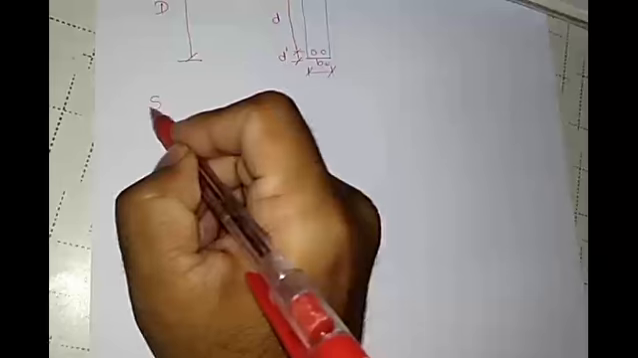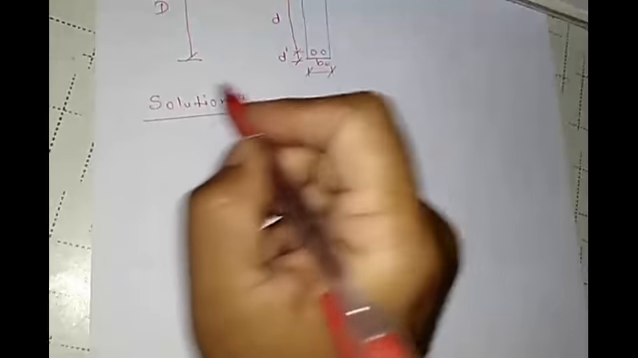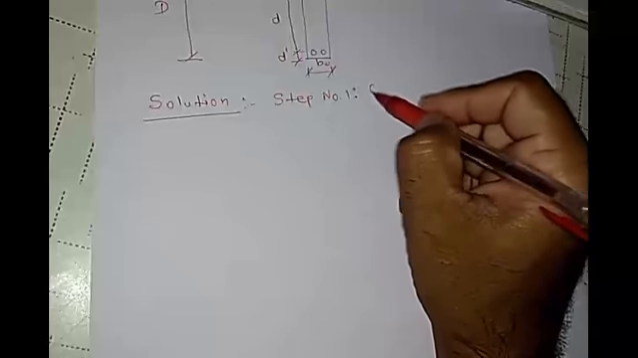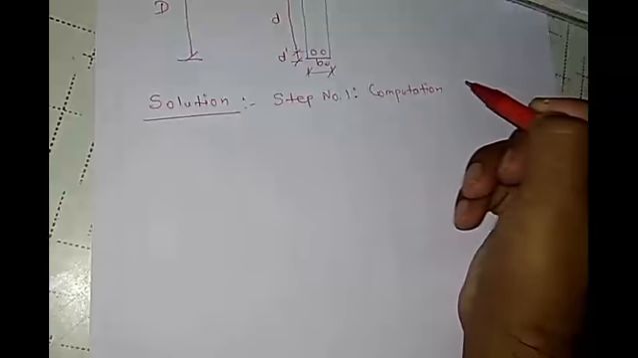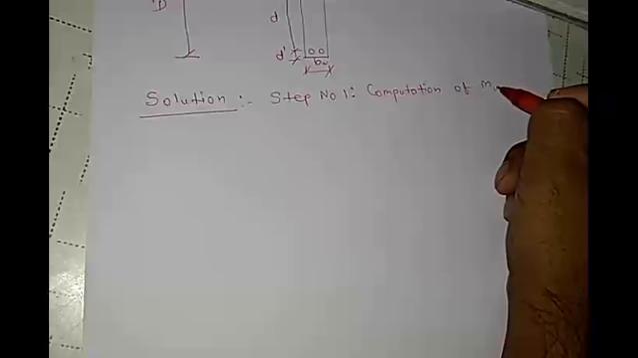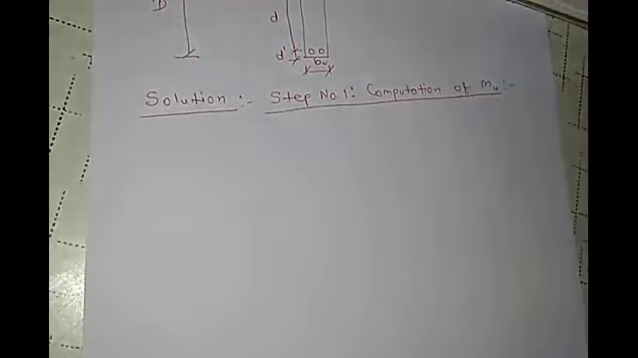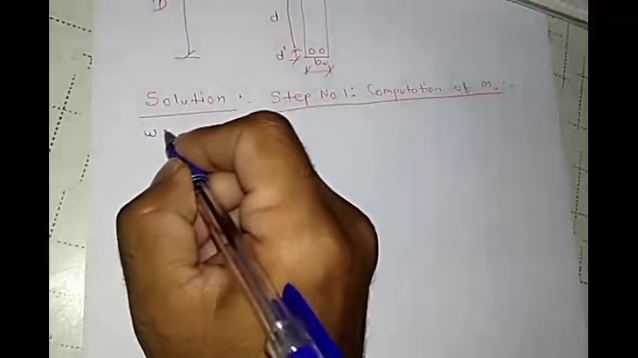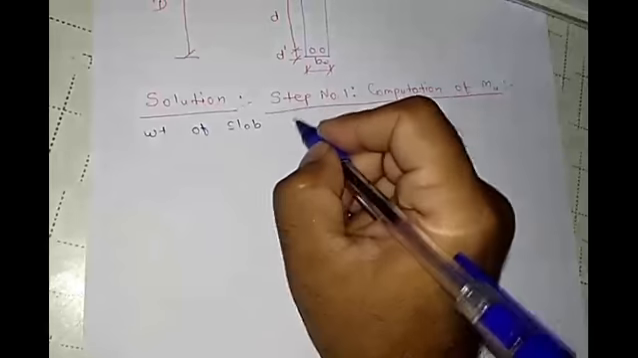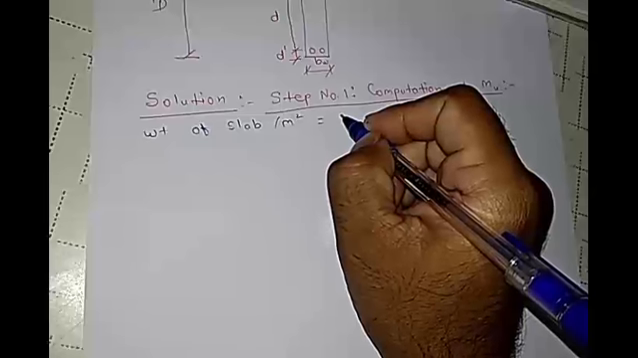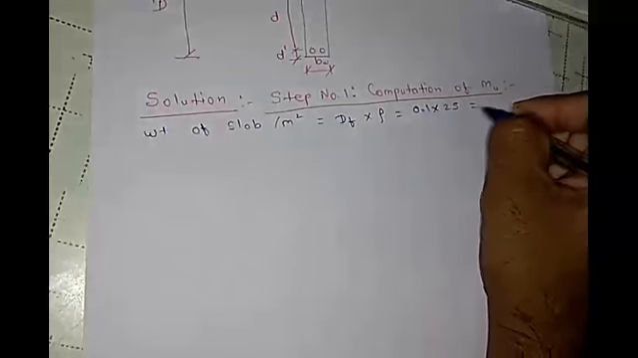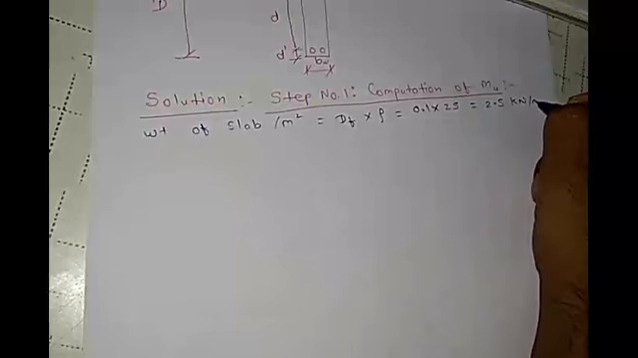So first of all, we'll be going through step number one, solution. Step number one, computation of factored bending moment. Computation of MU, this is what we will first calculate. So we will calculate first of all the weight of slab. Weight of slab per meter square is DF multiplied by rho. So we have DF 0.1 into 25, and that is going to be 2.5 kilonewton per meter square.